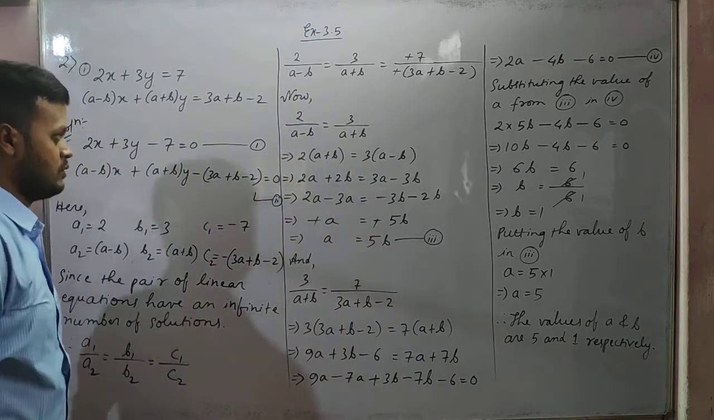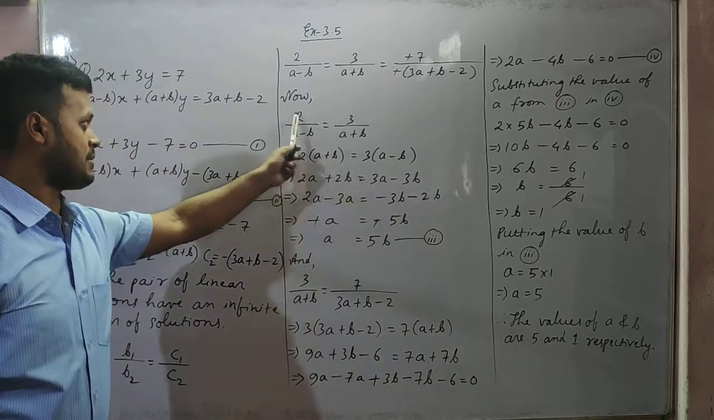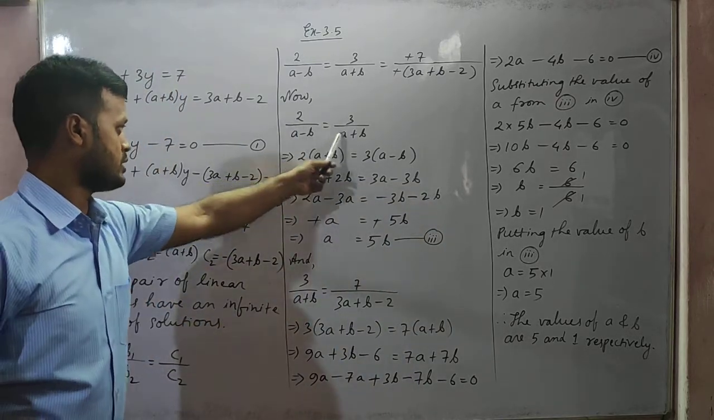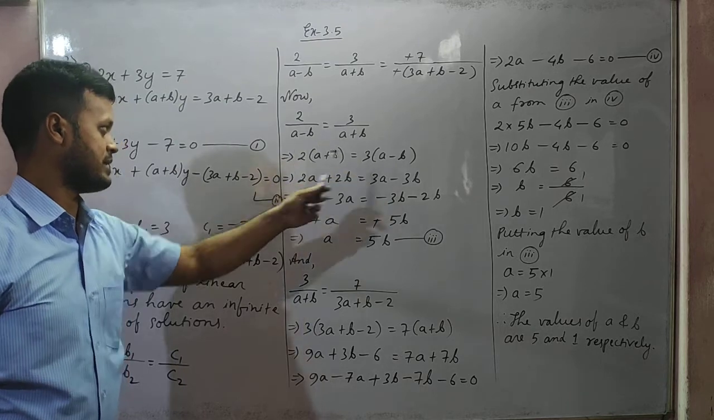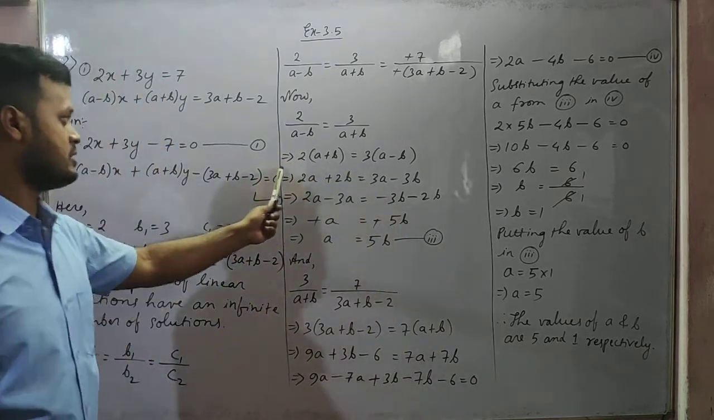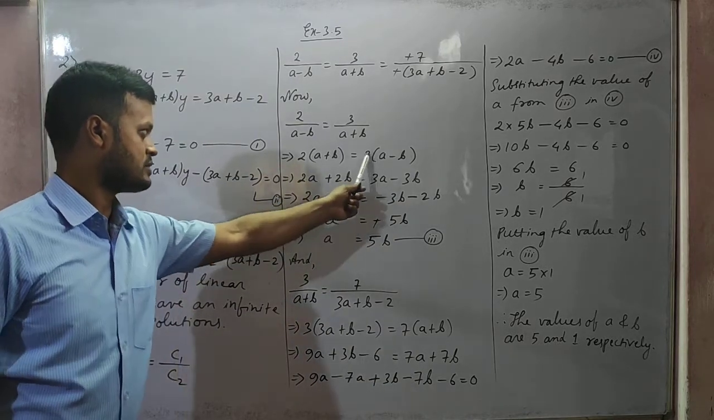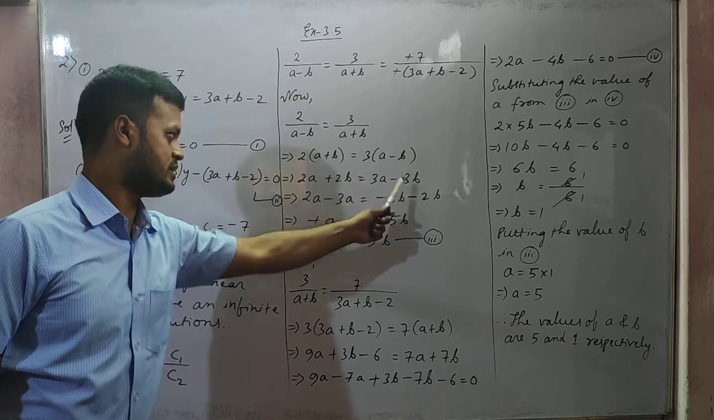Okay. Now what we will do here is cross multiply, students. See, a plus b I have cross multiplied with 2. So 2 into a plus b is equal to 3 into a minus b. So very simple now. Just directly the distributive property. 2 into a is 2a plus 2 into b is 2b. 3 into a is 3a minus 3 into b is 3b.